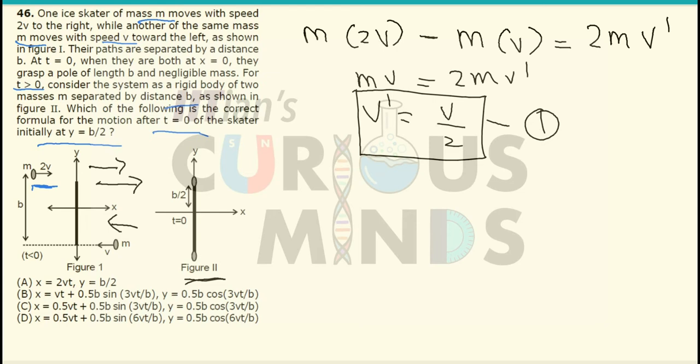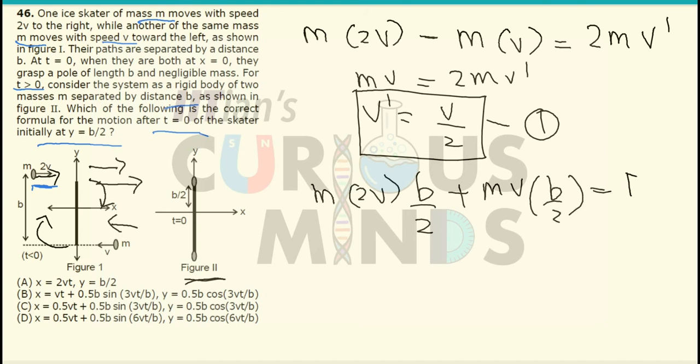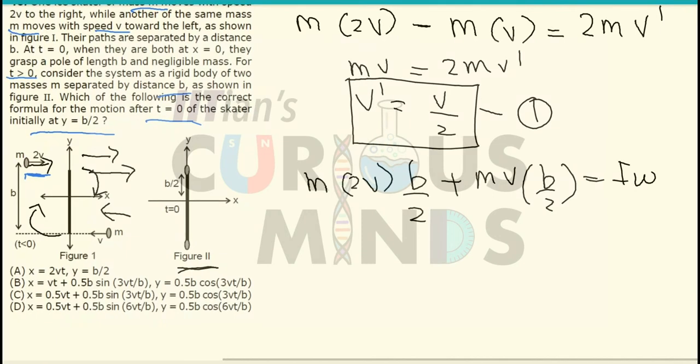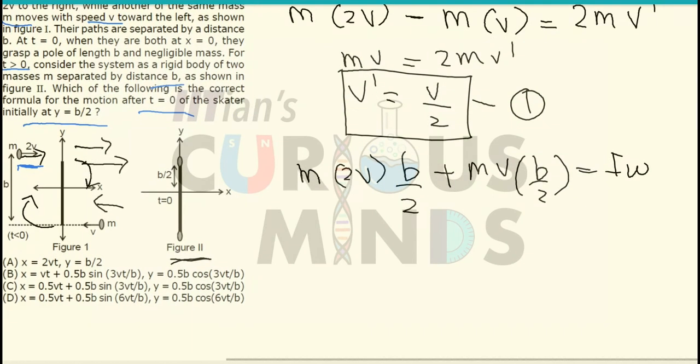I will conserve the angular momentum also. For the conservation of angular momentum, the initial angular momentum: the first mass is moving in the right-hand side direction, so this will produce a torque in the clockwise direction, and the second mass will also produce a torque in the clockwise direction. So both the torques will get added up. It will be equal to m into 2v into b by 2 plus m into v into b by 2. It will be equal to the final angular momentum, since the rod will rotate, so it will be equal to I omega. So basically 3mvb divided by 2 is equal to I omega.